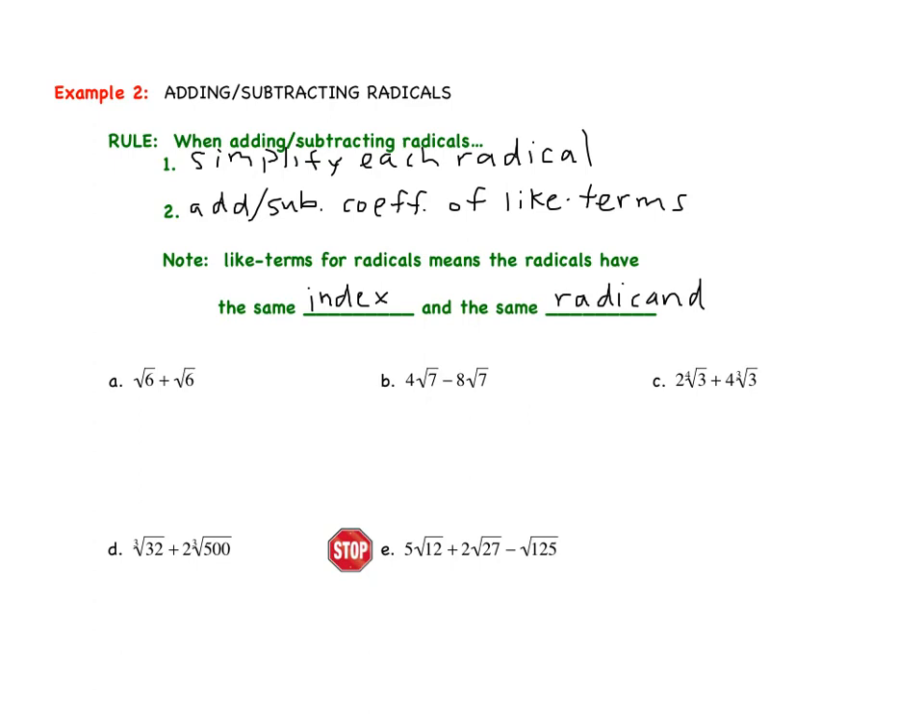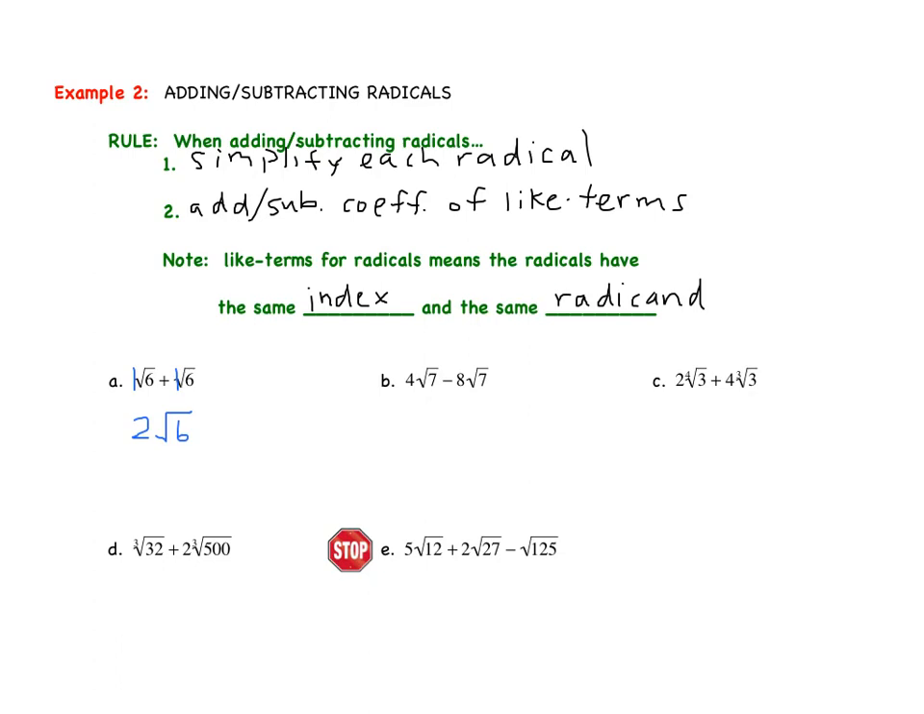Okay, and now we focus on their coefficients. The coefficient of this first radical, root 6, is 1, and the second is also 1. So now we're just adding their coefficients. 1 plus 1 is 2, and then I keep the root 6. So our final answer is 2 root 6.